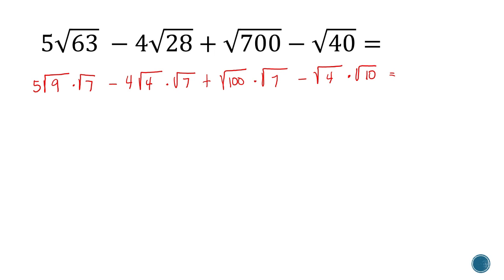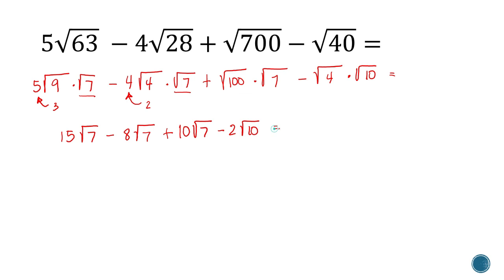So let's simplify all of this now. Square root of 9 is 3. Multiply that to 5. That gives us 15 square root of 7. Square root of 4 is 2. Multiply that to 4. That gives us 8 square root of 7. Right? Plus square root of 100 is 10, so 10 square root of 7. Square root of 4 is 2. So 2 square root of 10.